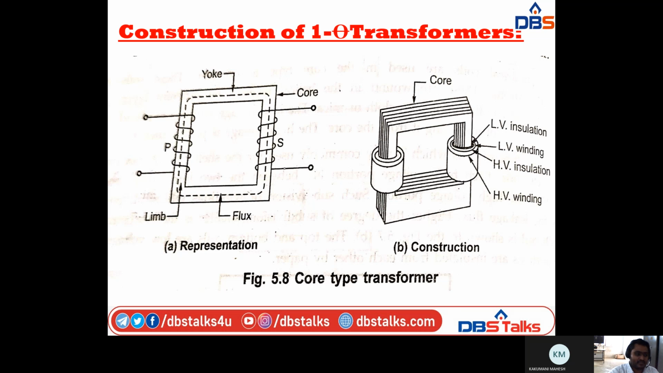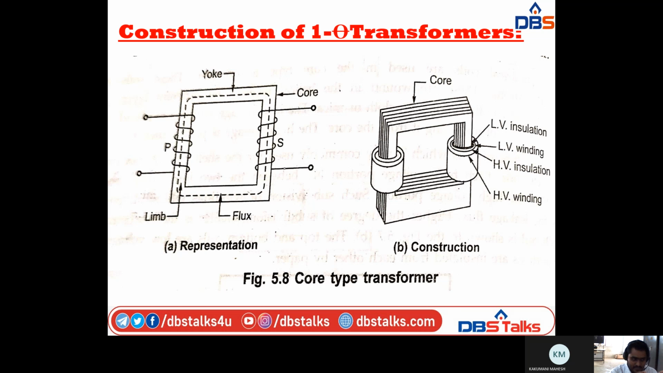One winding is called the primary winding, and the other winding is named the secondary winding. The primary winding is connected to the AC supply. Why is the AC supply connected to the primary? The transformer works on AC supply only. That's why the primary winding is connected to the AC supply, and the secondary winding is connected to the load.